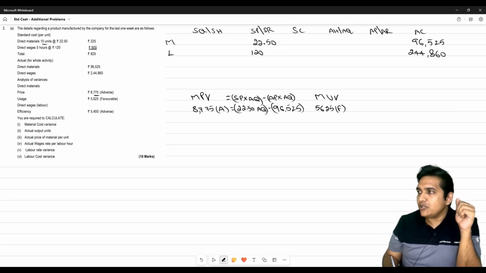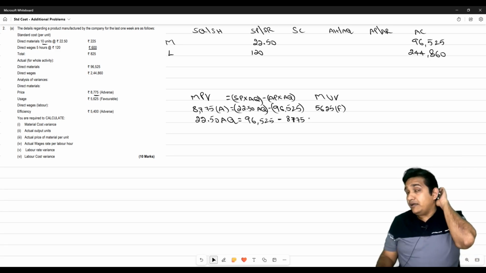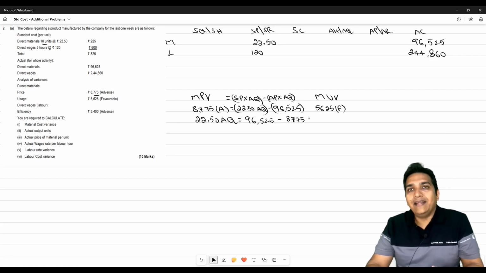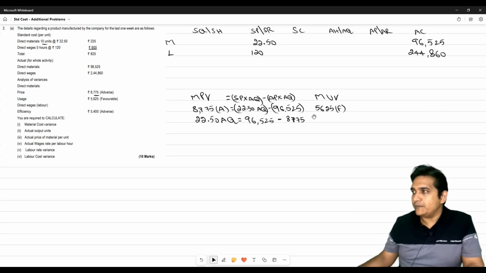96,525. So on further simplifying this equation, you will get 22.50 AQ, which is equal to 96,525 minus 8775. Now I have just used simple mathematics to simplify the equation, and I assume that you guys would know it. However, if you don't know, I am going to explain it once to you, what method I have used to simplify the equation.